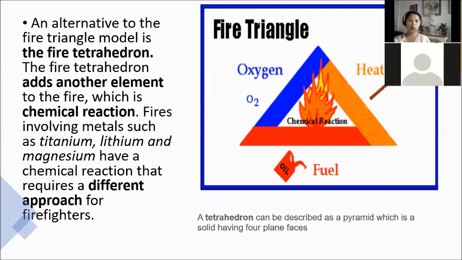So an alternative to the fire triangle model is the fire tetrahedron, tetra meaning 4. So added by 1, which is chemical reaction. So oxygen, fuel, heat, and of course, the chemical reaction. Fires involving metals such as titanium, lithium, and magnesium have a chemical reaction that requires a different approach for firefighters.